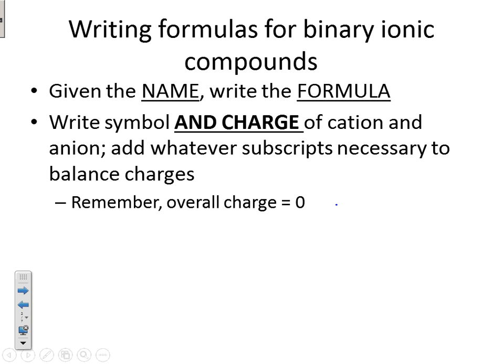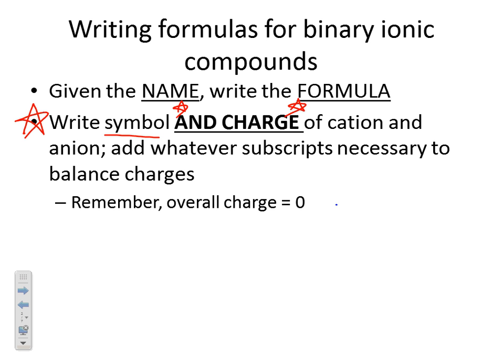This is the opposite of what we've been doing, because now I'm going to give you the name and ask you for the formula, rather than giving you the formula and asking you for the name. The absolutely critical part is that before you actually write the formula, the first thing you do is write down the symbol and the charge for both the cation and the anion. Never, ever, ever go straight from the name to writing the formula. Always write out both the symbol and charge for your cation and your anion.